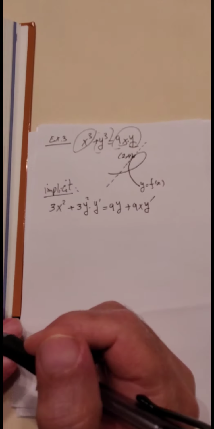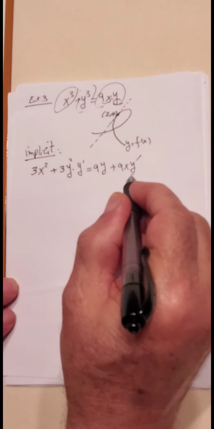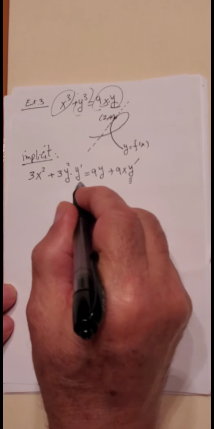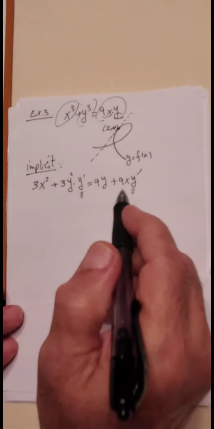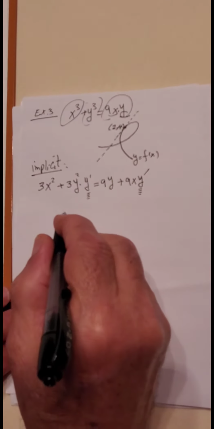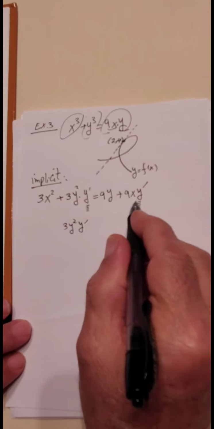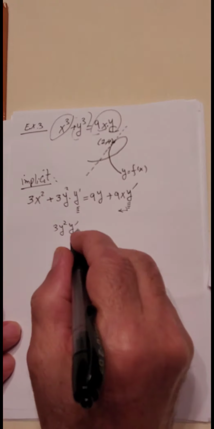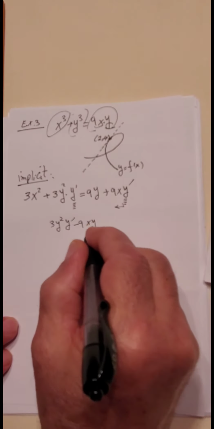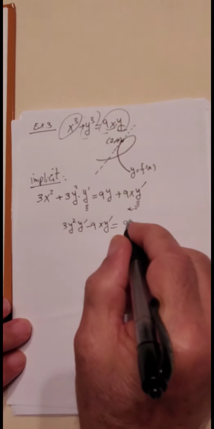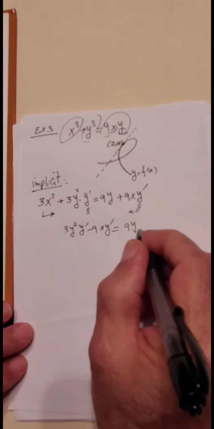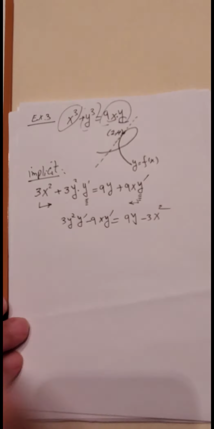Now, what we are looking for is y prime. That's what we want. You see, I put an underline. So that means we have to take these two terms together. Maybe on the left side is better. So I have already this term. I move this term to the left side, it becomes negative 9xy prime. And I keep 9y on the right side. Then I move this term to the right. So we minus 3x squared.